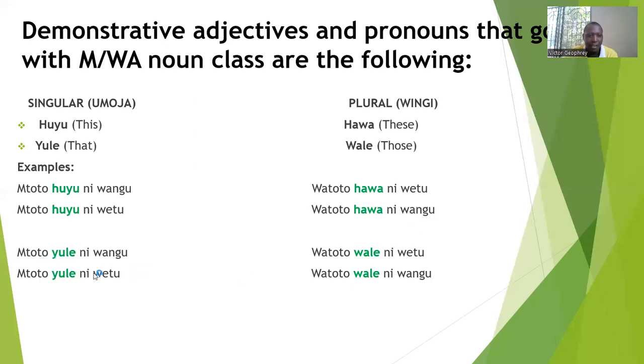Also, you can say mtoto yule ni wangu. Mtoto yule ni wetu. You see? Watoto wale ni wetu. Watoto wale ni wangu. So you cannot say watoto yule, no? Because yule is in singular. That's why you say mtoto yule, because yule is in singular, mtoto is in singular. The word watoto is in plural. That's why you use wale. You get me? Thank you.